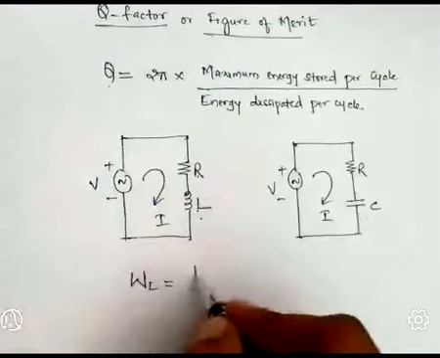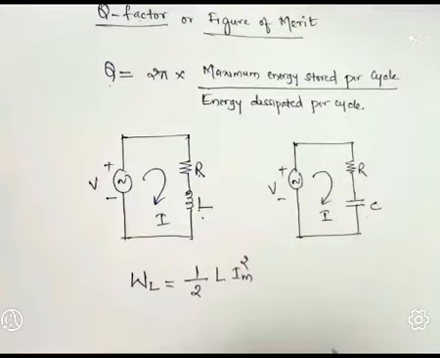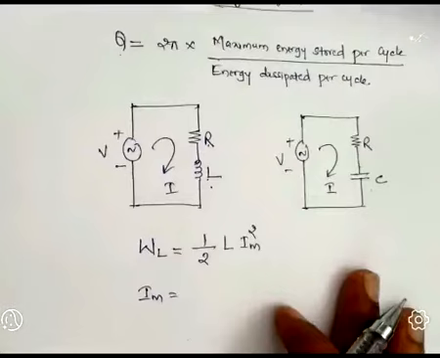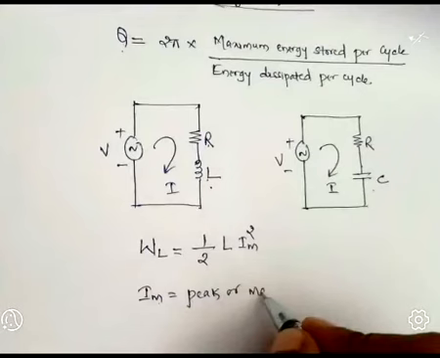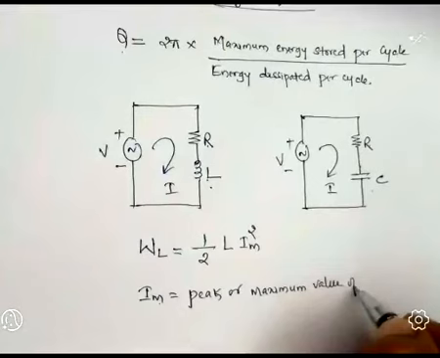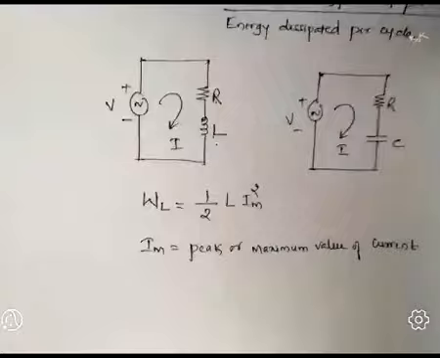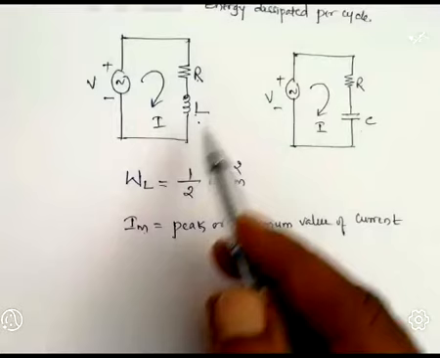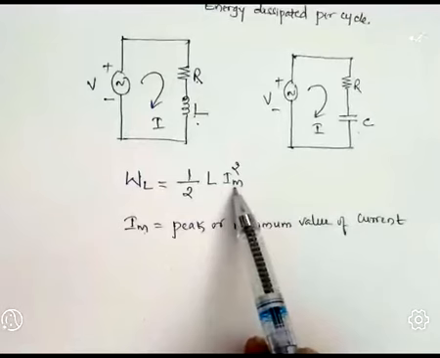W equals 1 by 2 L Im square. What is Im? M stands for peak, meaning maximum value of current. So M stands for maximum, or we can say peak current. So work done across this circuit, WL equals 1 by 2 L, inductor, multiplied by maximum current square.